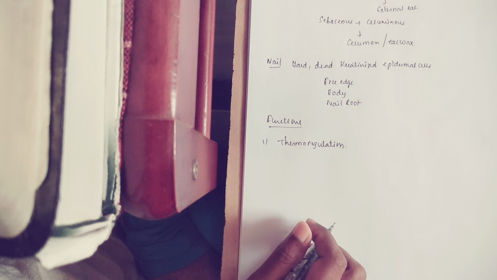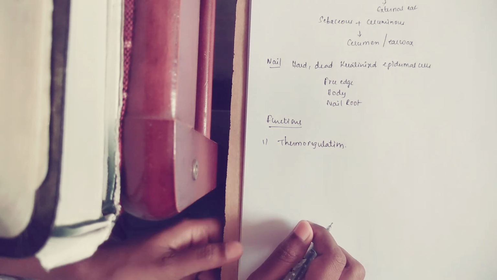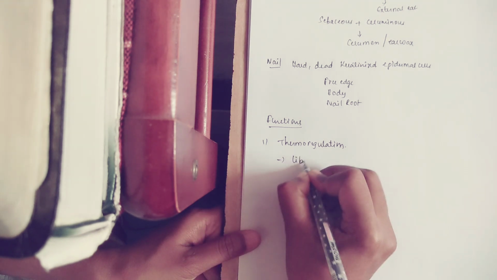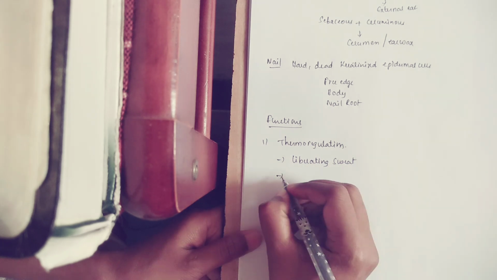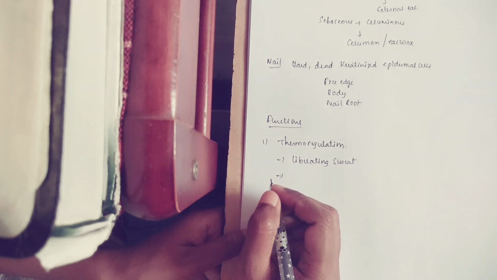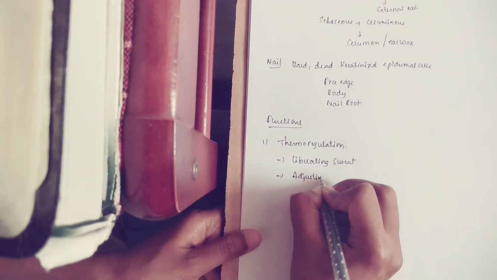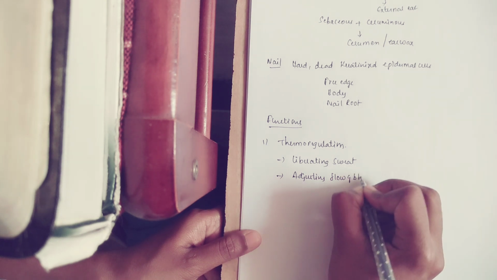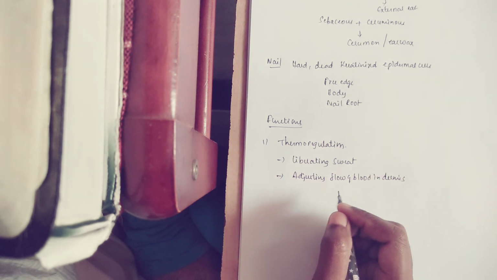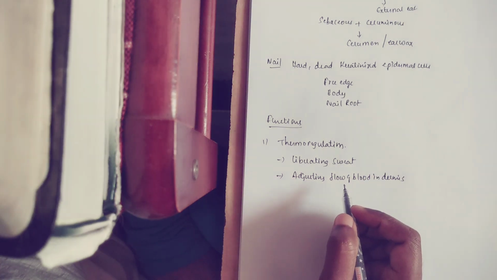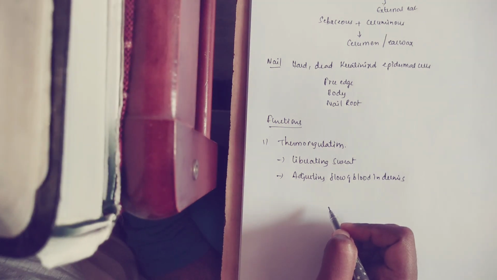How does the skin regulate the body temperature? By two ways. The first is by liberating sweat, and the next is by adjusting the flow of blood in the dermis. By these two ways, the skin regulates the body temperature.